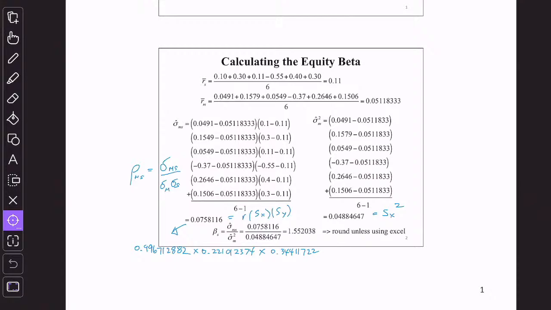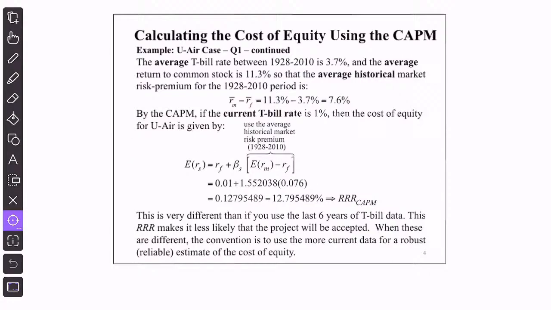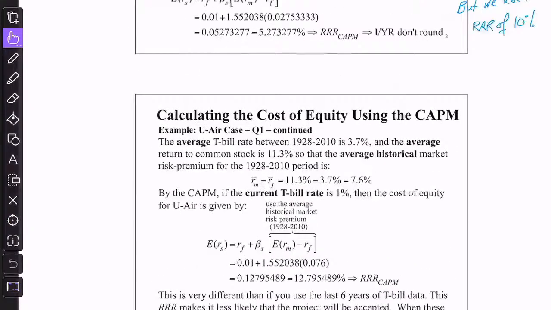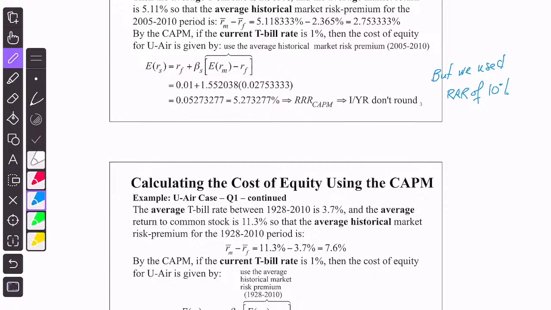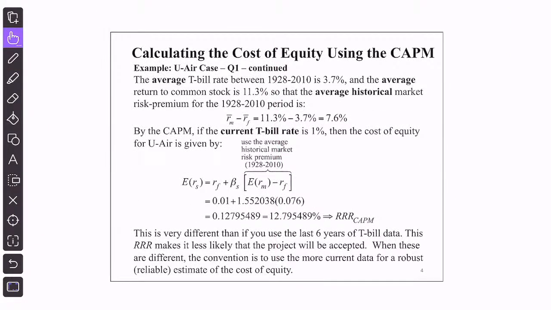Okay, so what I've shown you is that your assumptions are important. How you calculate, what your reference period for the market risk premium is, is important. It's going to affect your estimate of the cost of equity. In this case, it doubles from 5 to 12.